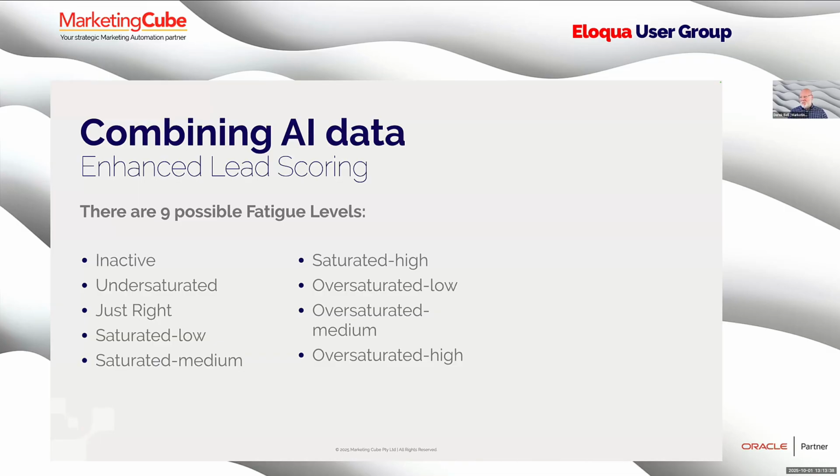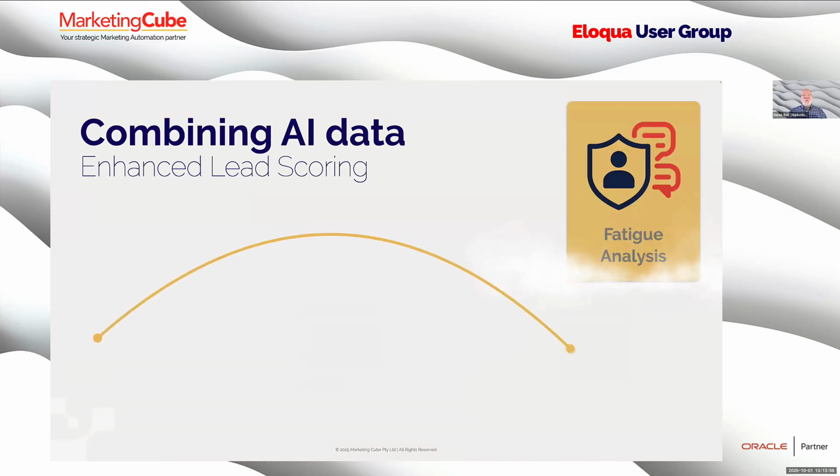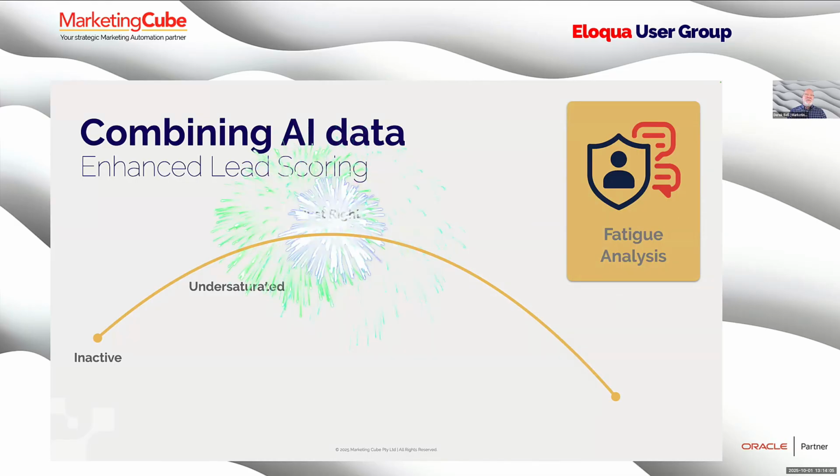So what does it all mean? How can we use it to enhance the lead score? Again, we need to understand, because when you go into lead score models, you assign either a high score or a low score to it. And there's other values like recency that doesn't apply to contact fields. Recency only applies to engagement. So I'll show you that here in a moment. So we have inactive, we have undersaturated, and we have just right. What does it all mean?